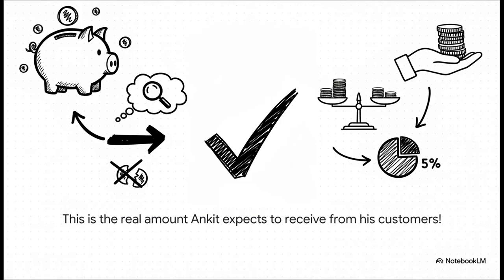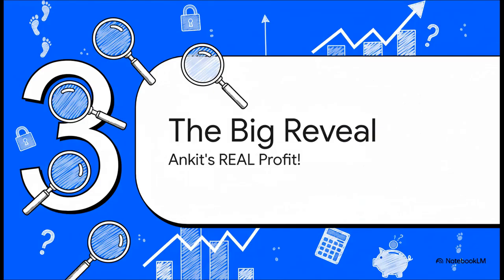Let's use our formula on Ankit's numbers. He started with debtors of $15,500. We found a clue about another $2,500 in bad debts, so we subtract that, leaving us with $13,000. Now, on this $13,000, we calculate our 5% provision, which is $650. So after all is said and done, the real amount Ankit can actually hope to get from his customers is 12,350 rupees.